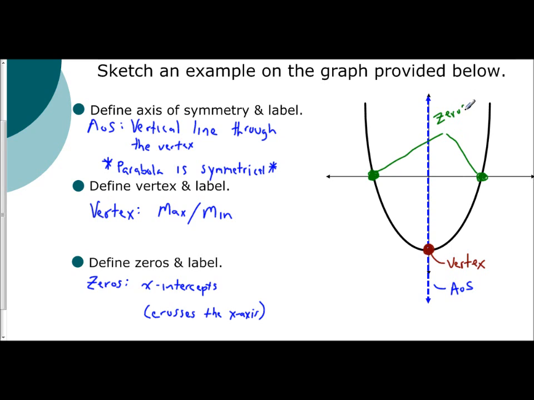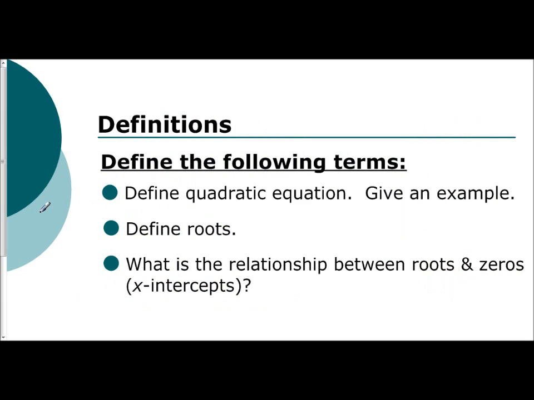zeros. Now the zeros are the important part of a graph because they actually tell you the solutions to the quadratic equation, and that's what we're going into in this lesson, is how to solve a quadratic equation by graphing, which means how to find the zeros of the quadratic equation.